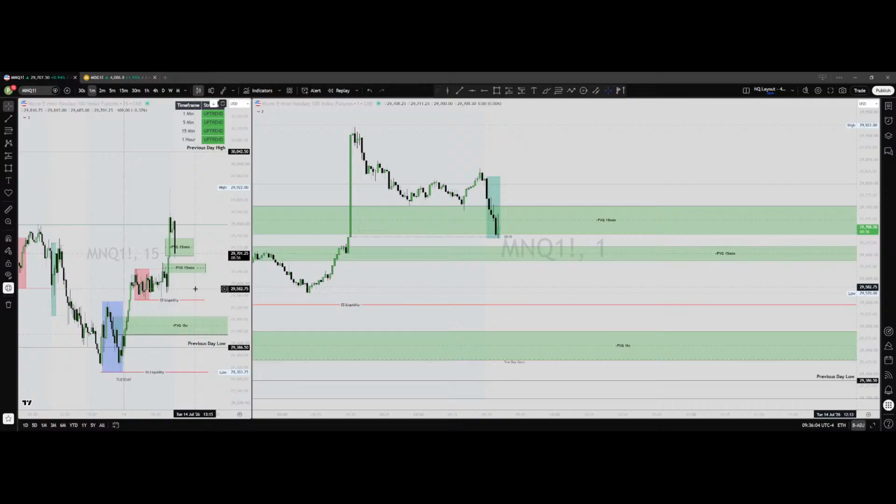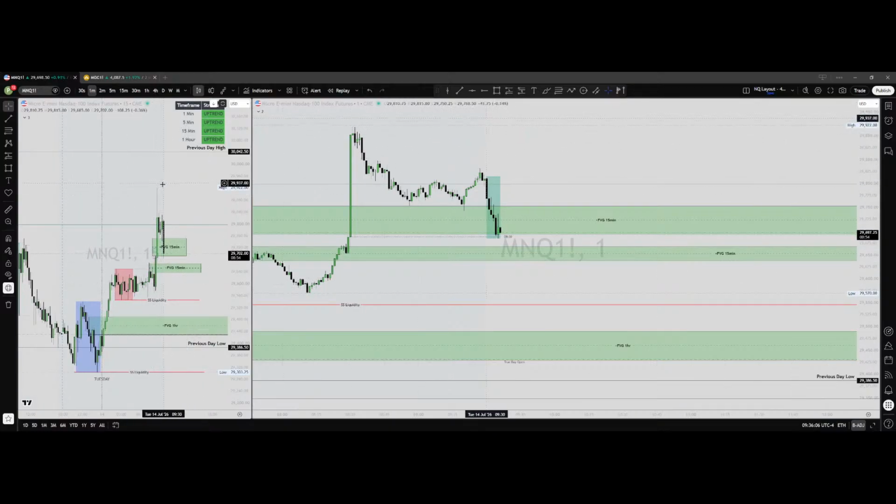Looking at the current 15-minute structure, it seems that we have changed the state of delivery. Like it is high, low, high, lower high, lower low. Should be moving downside, but we are currently in 15-minute fair value gap. If we get a V-shaped rejection out of this, then we might be looking at this 15-minute candle high, 29,922.